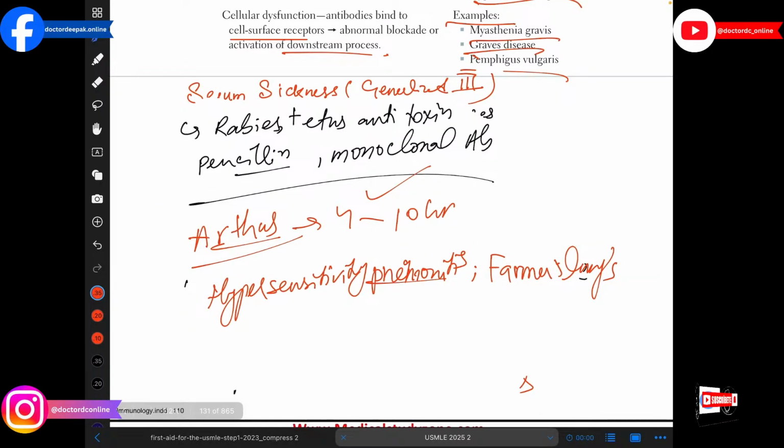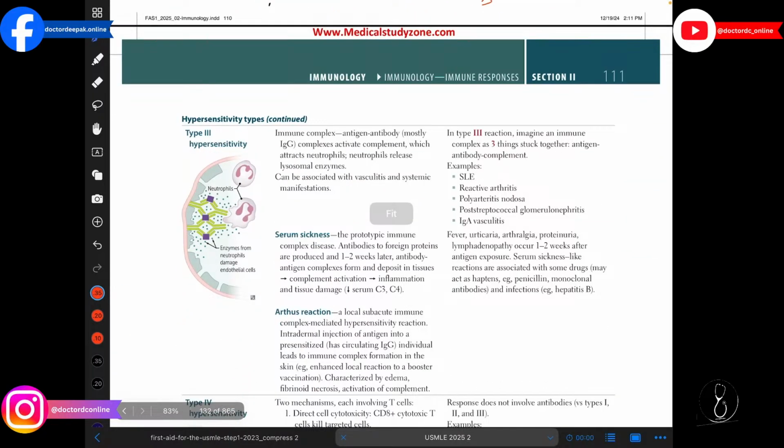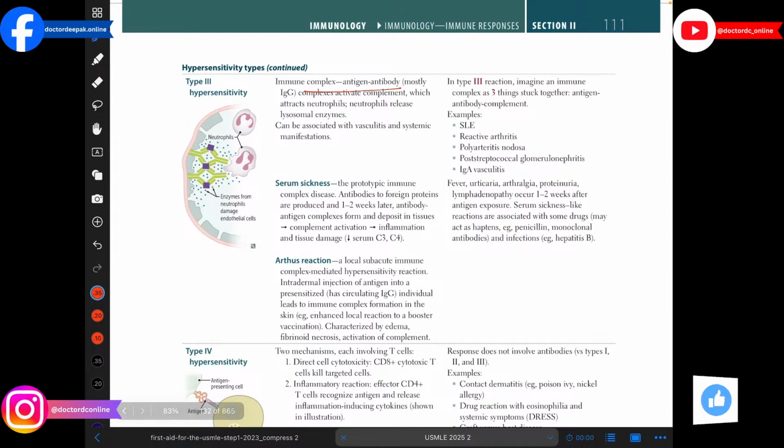Now we are going to study type 3 from the book. The immune complex, antigen-antibody, mostly IgG, activates complement, which attracts neutrophils. Neutrophils release lysosomal enzymes and can be associated with vasculitis and systemic manifestations. Serum sickness is systemic.